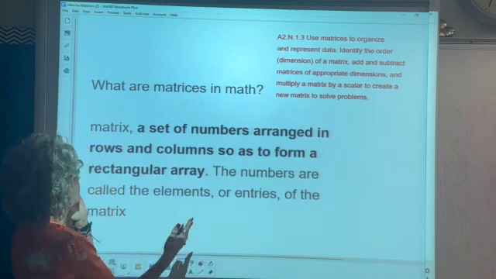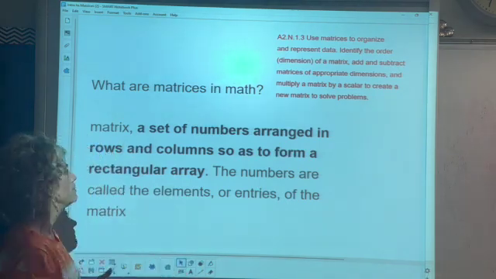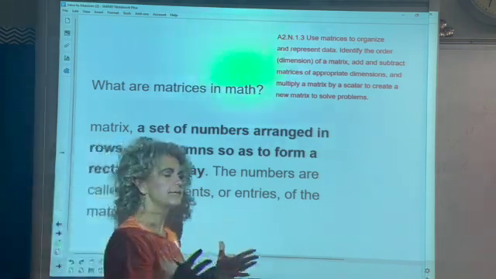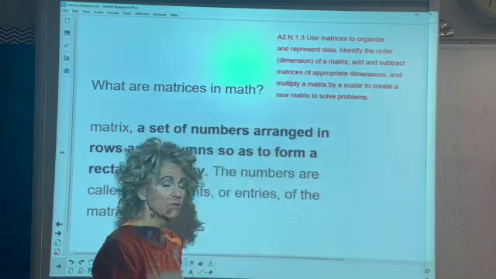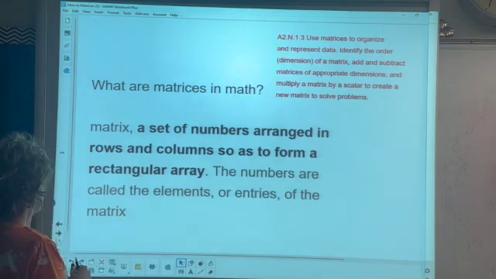Now, what are matrices in math? What do we use them for? Well, they're a set of numbers arranged in rows and columns so as to form a rectangular array. So you have a rectangle, or you could even have a square. You can have a square matrix. You can have a rectangular matrix. Either way, the numbers are called the elements or the entries of a matrix.